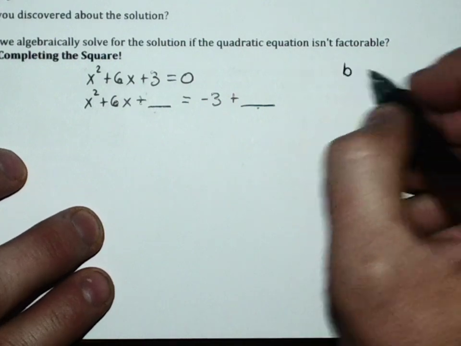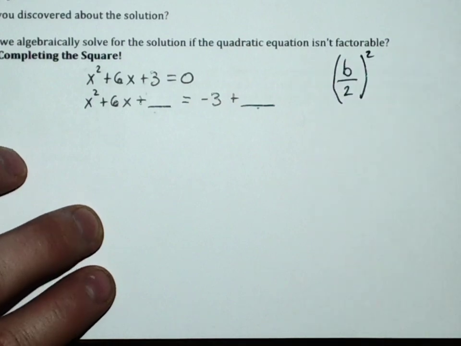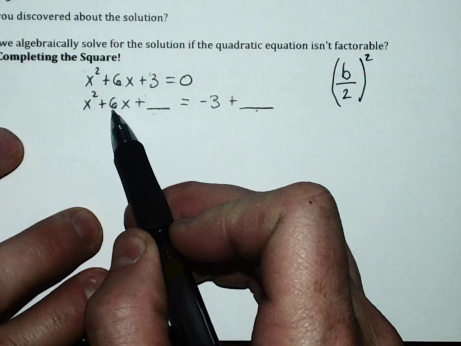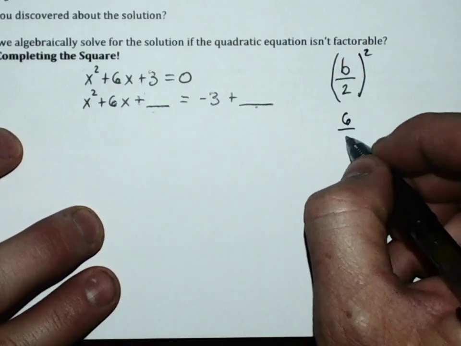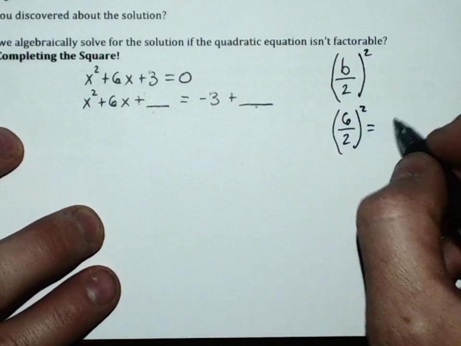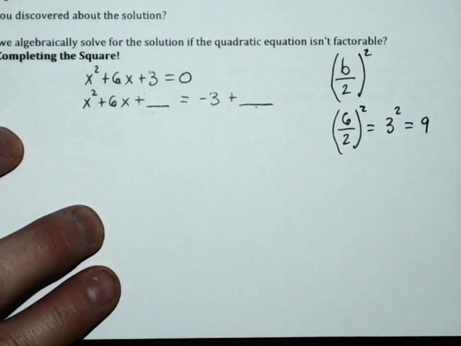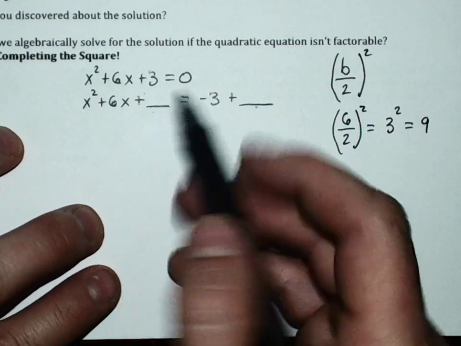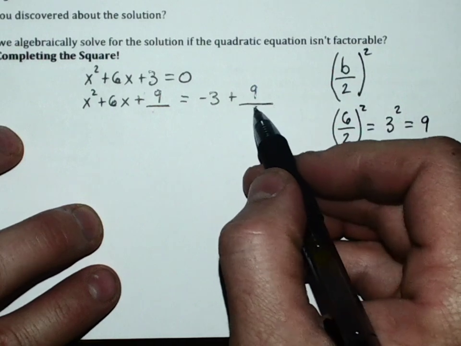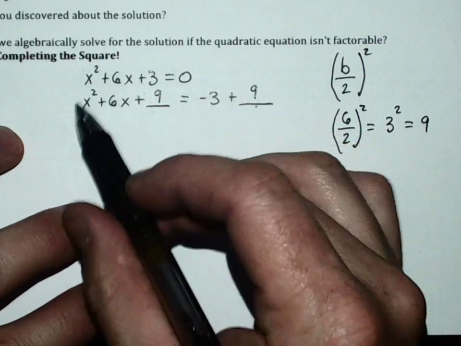You take your b value, you divide it by 2, and then you square it. In our case, the b value is 6. So we're going to take 6, divide 6 by 2, and then square that. 6 divided by 2 is 3. 3 squared is 9. So the value that we're going to place here is 9. We're going to put a 9 in that blank, and we're going to put a 9 in this blank. By putting it in both sides, we've kept the statement the same.